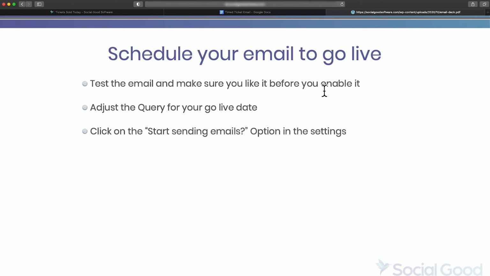Before your email goes live, what we recommend is to test the email and make sure you like it before you enable it. You can do this a couple of ways. The easiest is to simply send yourself a copy of the email to your actual email address so you see what it looks like in your mail client, and then make the adjustments once it actually arrives in your inbox.